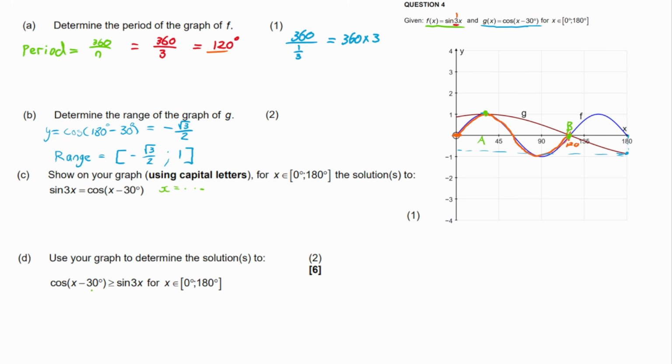Okay. Now we have to use the graph to determine the solutions where cos x minus 30 is greater than or equal to sine 3x, for x is the element of 0 to 180. So we actually have to determine these solutions. Before we just had to put letters, now we're actually going to have to be saying x is this or this. So this question is saying where, I'll put our symbols here, this is g of x, and this is f of x. What they're asking is just where g of x is above or equal to f of x.